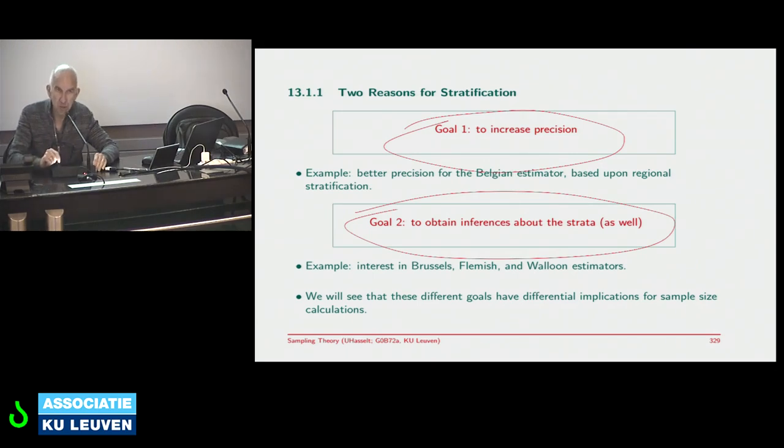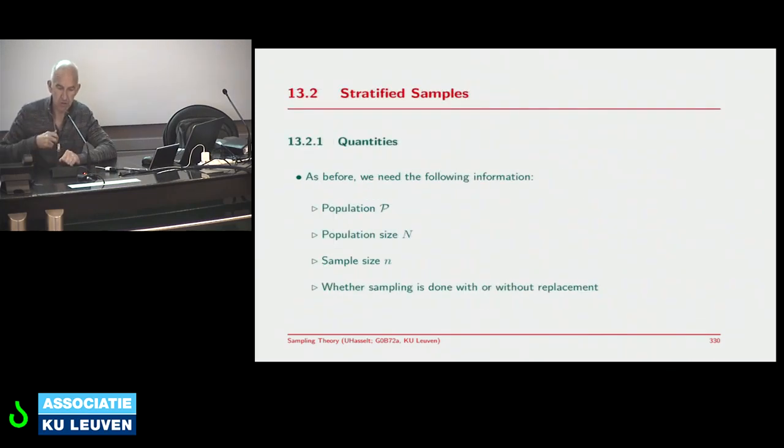But of course that's not possible to do both at the same time, which is why we will sometimes need a compromise when both goals are on the agenda at the same time. Okay, what quantities do we have? What describes our population and our sampling mechanism? Well, the population units, population size, the sample size, whether we sample with or without replacement, and that's the same as with simple random sampling.